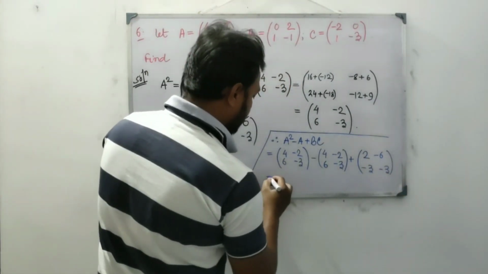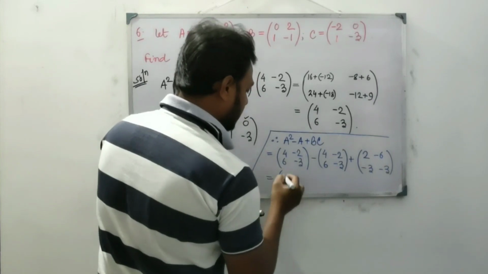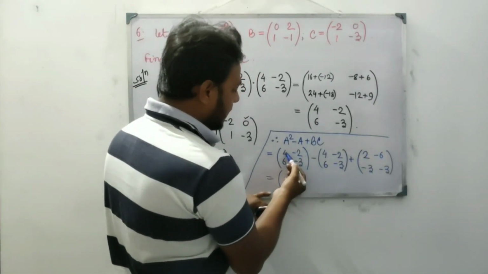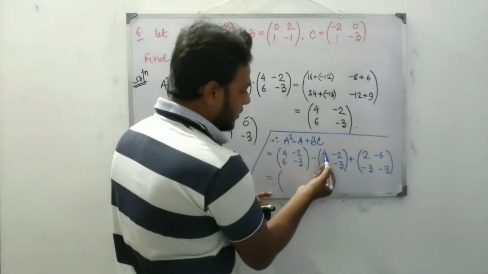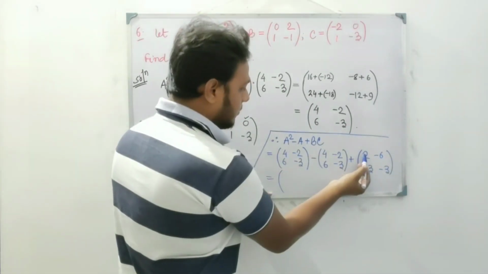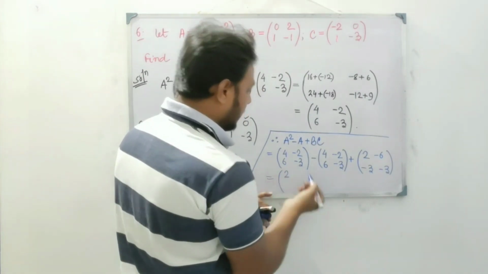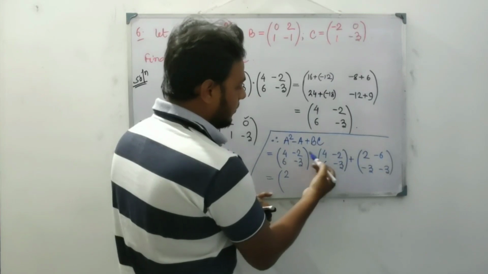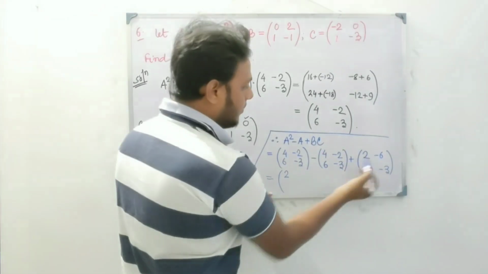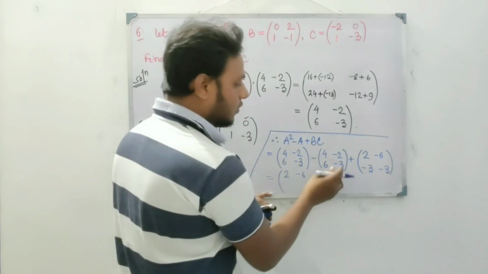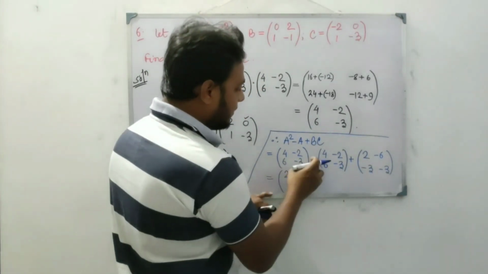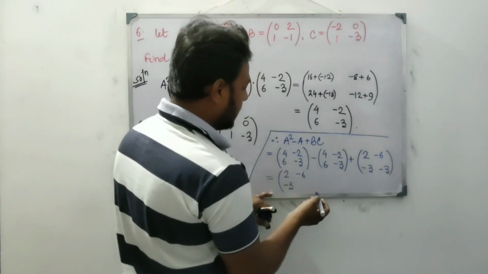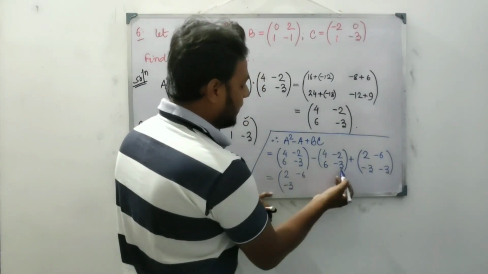So if we apply the operation among corresponding entries, first element 4 minus 4 is 0, 0 plus 2 is 2 itself. Next, second element: minus 2 plus 2 is 0, plus minus 6 means minus 6. You can solve partly. 6 minus 6 is 0, 0 minus 3 means minus 3. Okay, minus 3 plus 3.